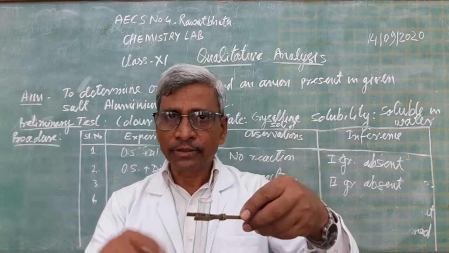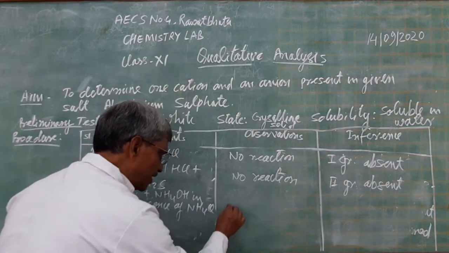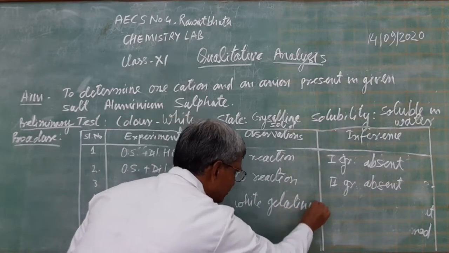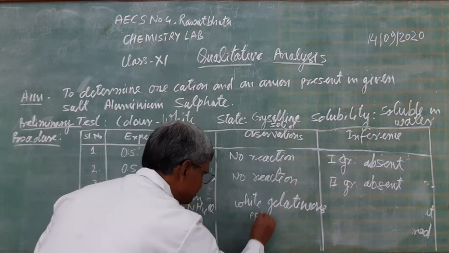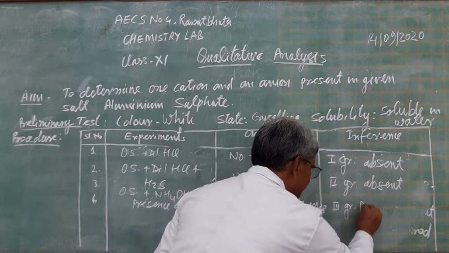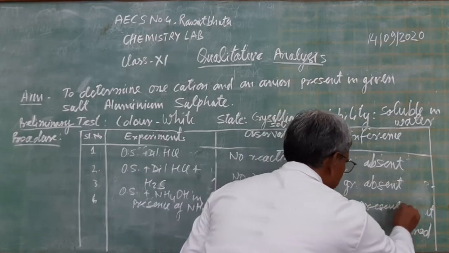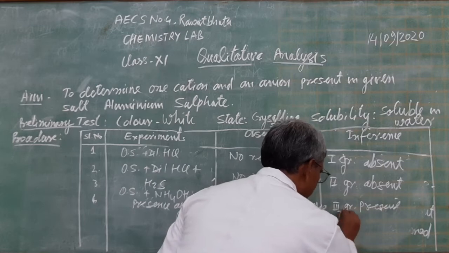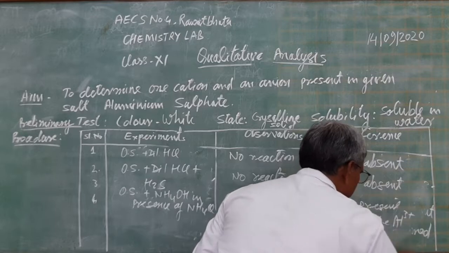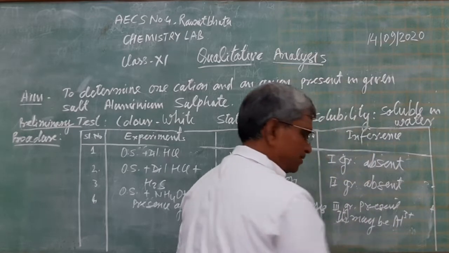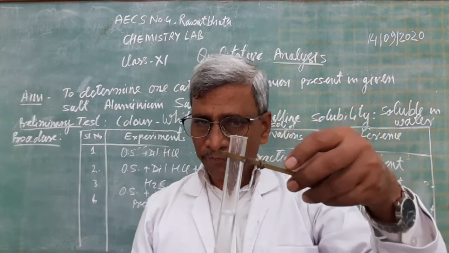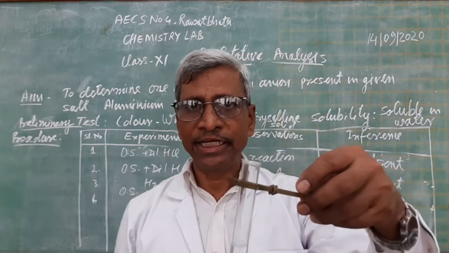Here this shows that the third group cation is present. Observation: white gelatinous precipitate is formed. And here the third group is present. It may be Al3+, aluminium ion may be present there. Al3+. This is one step of confirming the presence of the third group cation, aluminium.